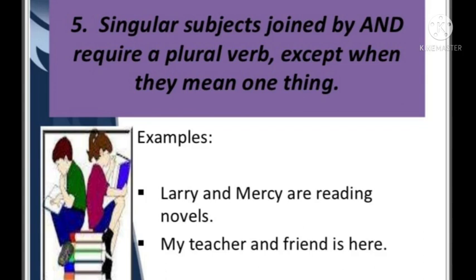Larry and Mercy are reading novels. Larry is an individual and Mercy is an individual. So both are different individuals. That is why we have used here are. See the second example. My teacher and friend is here. You might be thinking teacher and friend both are different. But there we are telling them as a group, as an entity. They are representing one thing. That is why we have written there is.